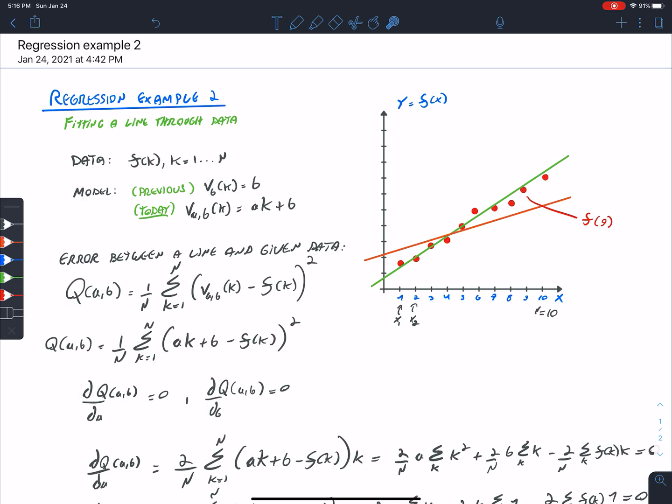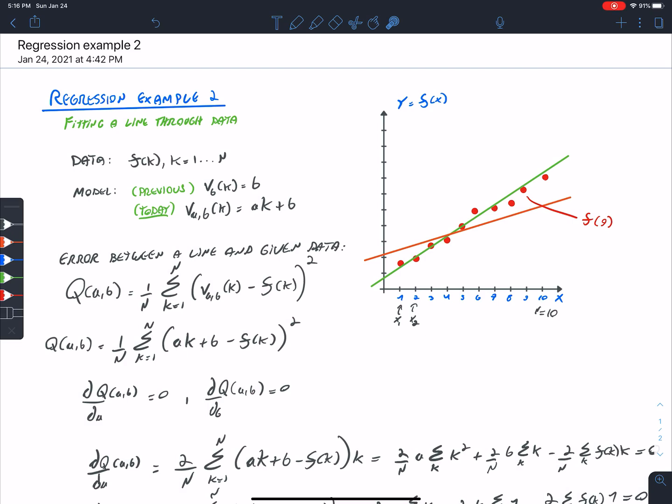And here, let's go ahead and do the same exact thing as before. We're going to measure the error as the subtraction between the model at that particular k and the data at that particular k. And like we did before, we're going to subtract this and square this so that we measure the total distance. We don't necessarily care whether the point is below the line or above the line. They're both the same error.